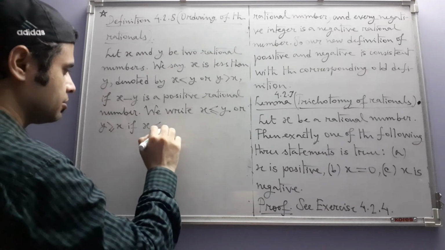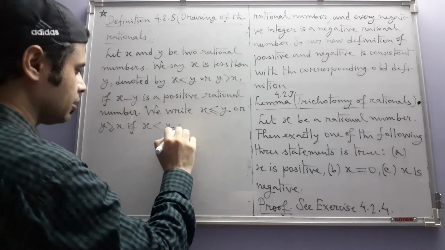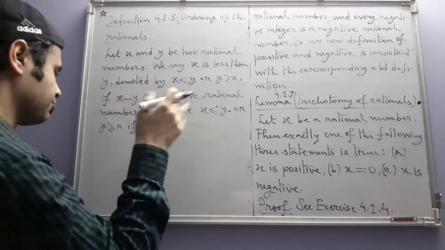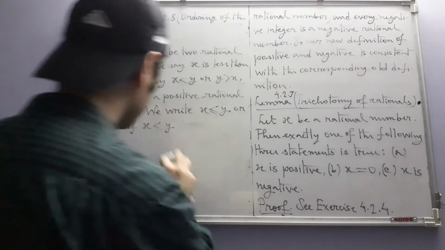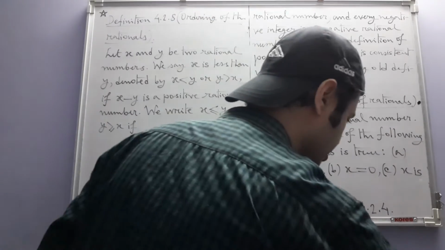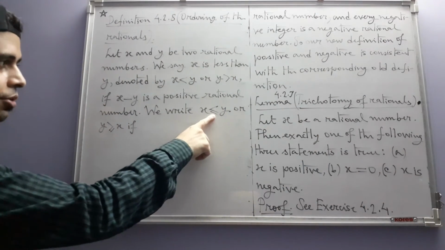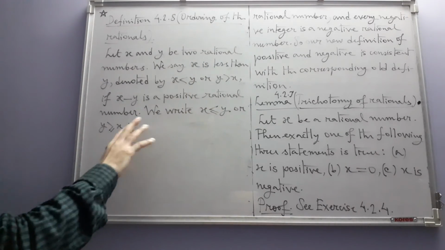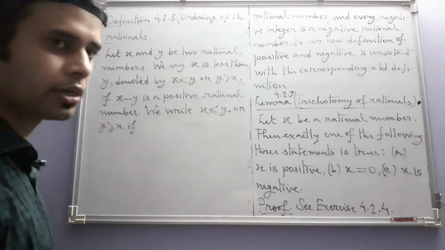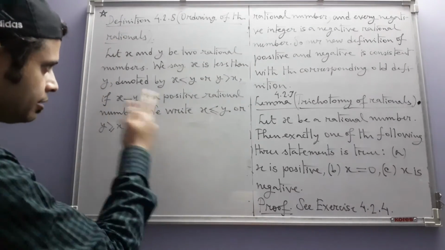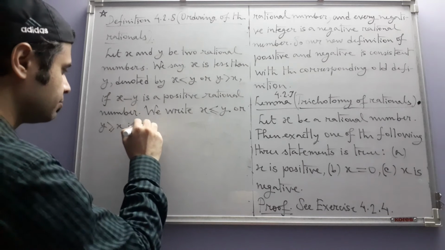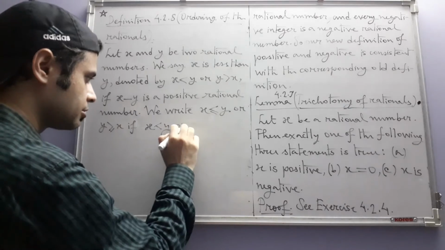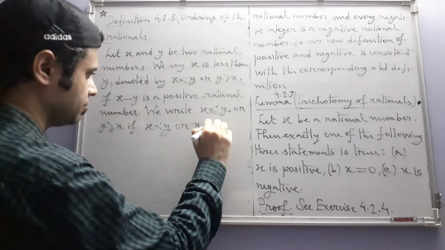If x is less than y or x is equal to y. I forgot, when we defined the order relation on the integers, we first of all defined the less than or equal to relation. Here, however, we have decided to define the strict relation first and then this one in terms of the strict one.